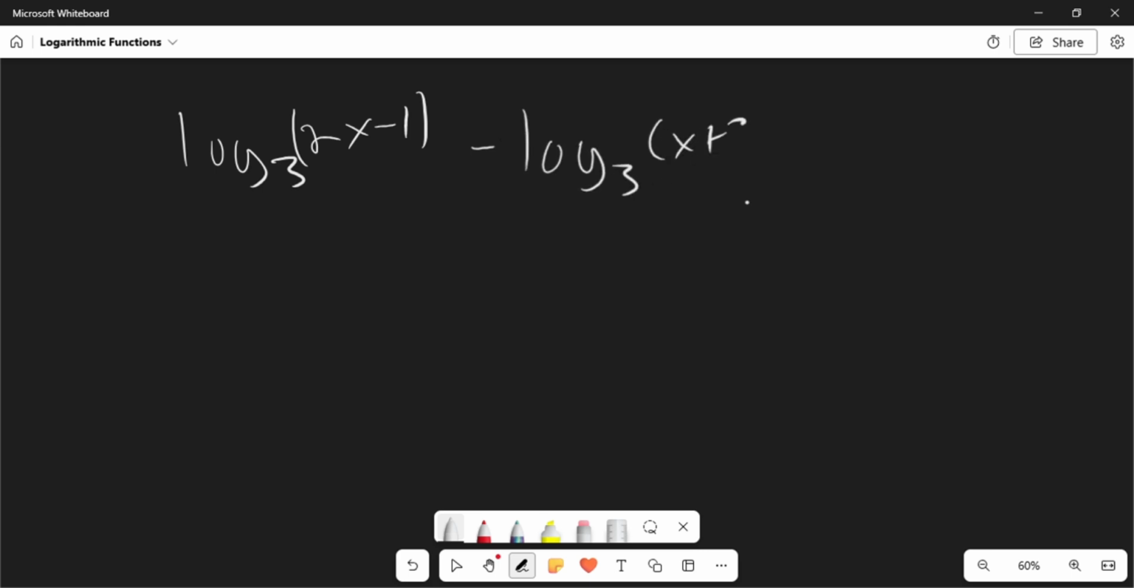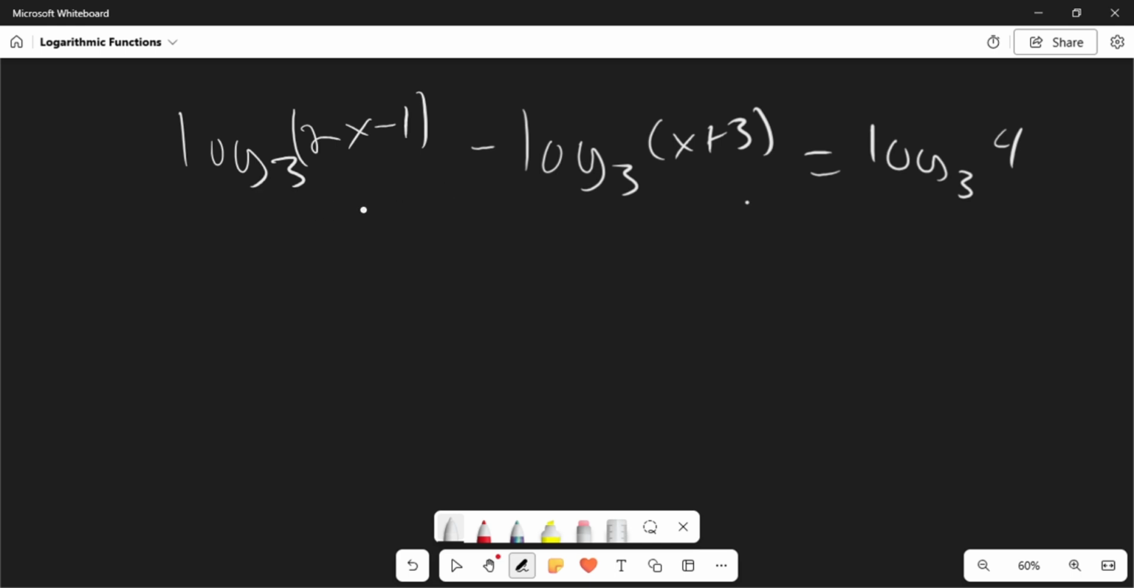Okay, guys, so now let's see if we can look at another equation here. Let's say we have this equation here: log base 3 of (2x minus 1), let's put this in parentheses, minus log base 3 of (x plus 3) equals log base 3 of 4. Okay, so we see that all the bases of the logarithms are the same.